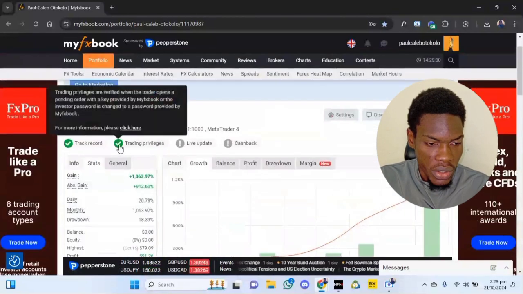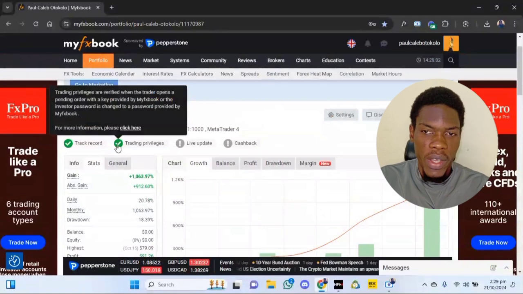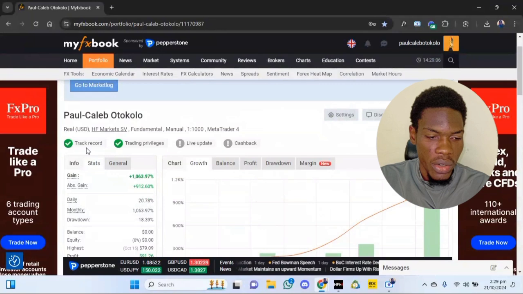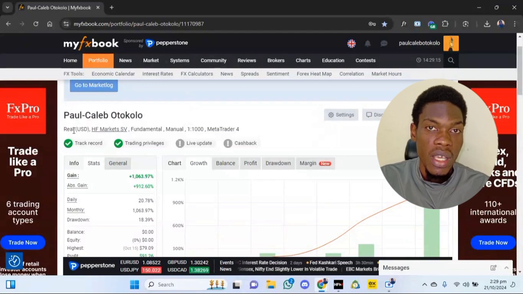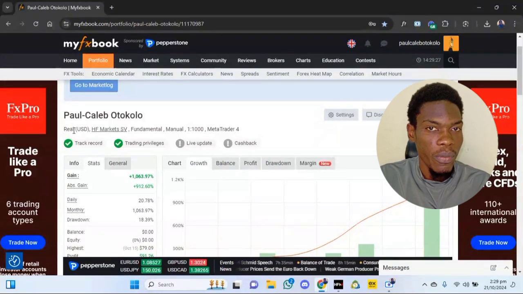But this is the most important thing here: the trading privileges. If you're looking at any Myfxbook, you have to make sure that the trading privileges are there, and then the track record, obviously. And you have to check that the account is a real account. That is also very important. A lot of traders can just give you fake screenshots and show it in their videos and say that this is a flip, but no, you need the link so that you can view it yourself. And you need the investor password if possible, but if they don't give you that, you need the link, okay?